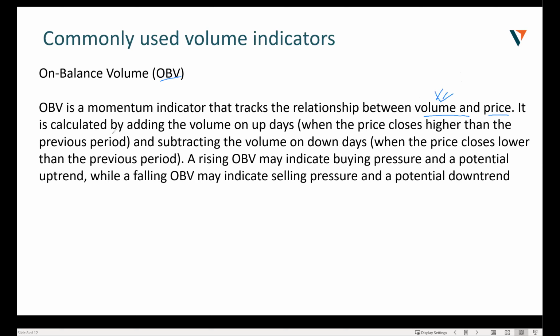On balance volume itself is calculated by adding the volume on the up days. Essentially, when price closes higher, the volume is added to the on balance volume. And when prices close lower, this is subtracted from it. So when you have a rising OBV, this indicates strong buying pressure and a potential uptrend. Of course, you don't want to trade solely based on OBV, but that is the idea. And when you have a falling OBV, it indicates selling pressure and a potential downtrend. So let's take a look at what we have on the charts.